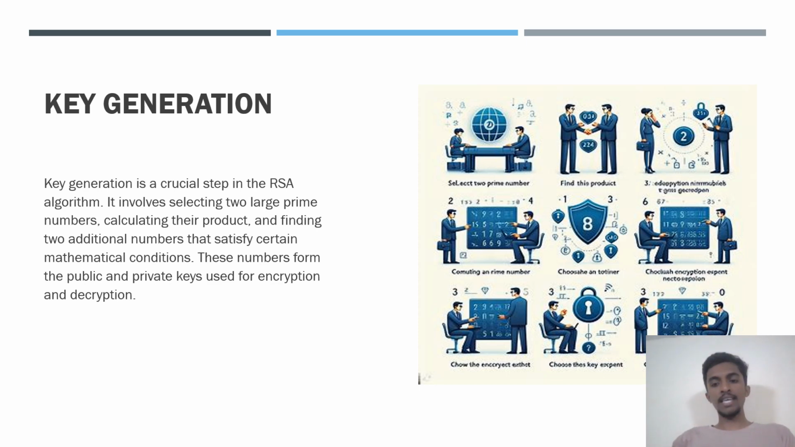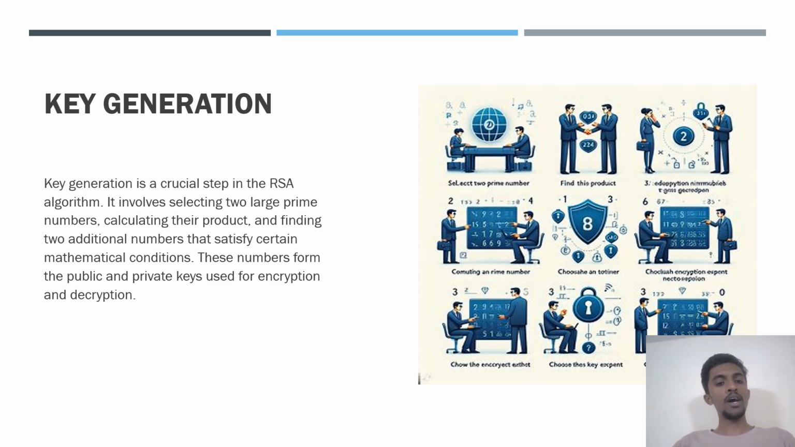First, in this RSA algorithm, we need to generate a key. That key generation is a crucial step in the RSA algorithm. It involves selecting two large prime numbers, calculating their product, and finding two additional numbers that satisfy certain mathematical conditions. These numbers form the public and private keys used for encryption and decryption.